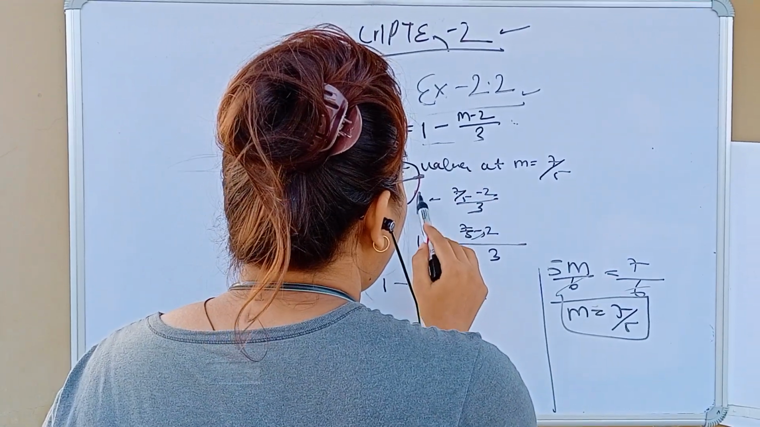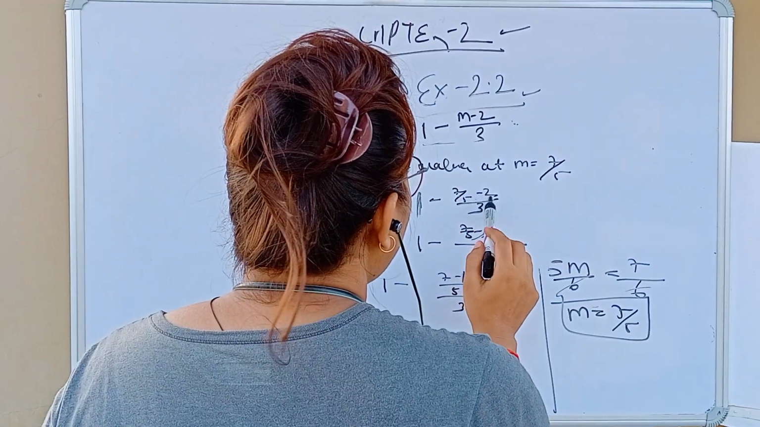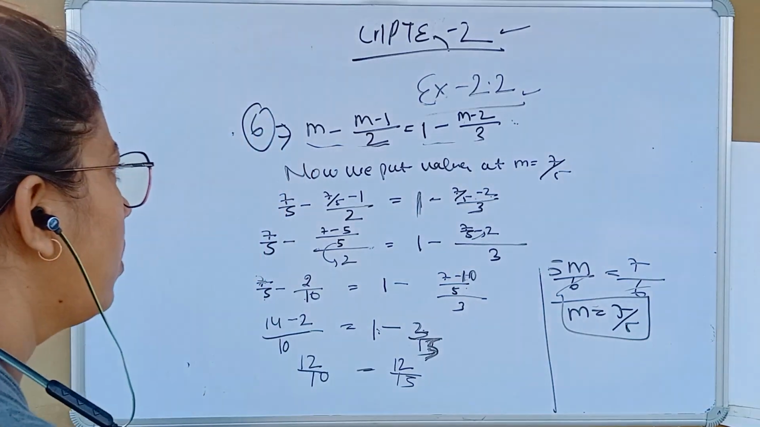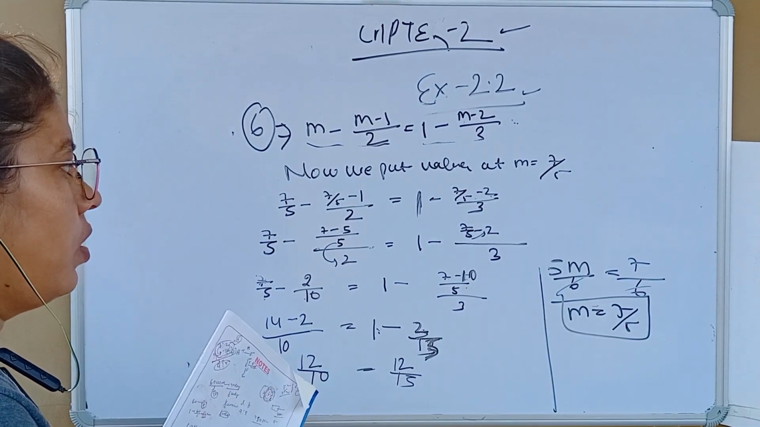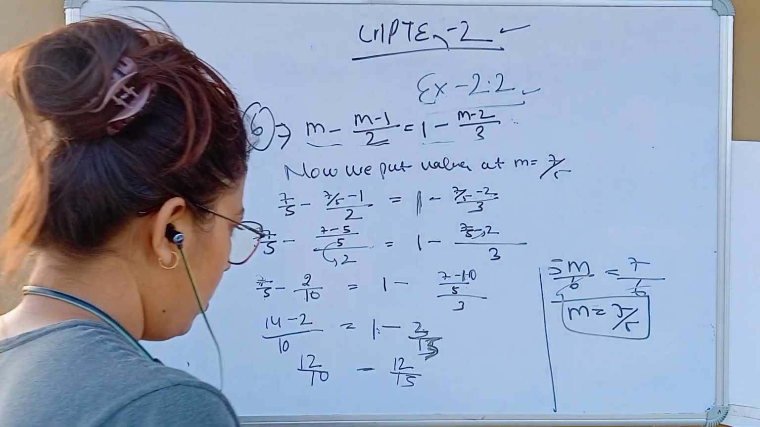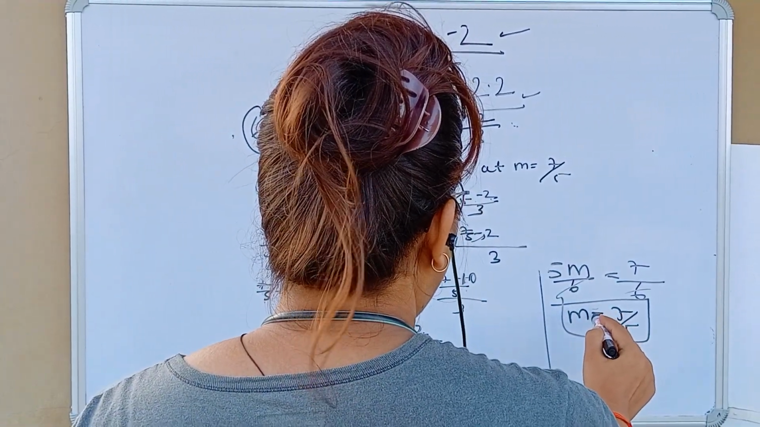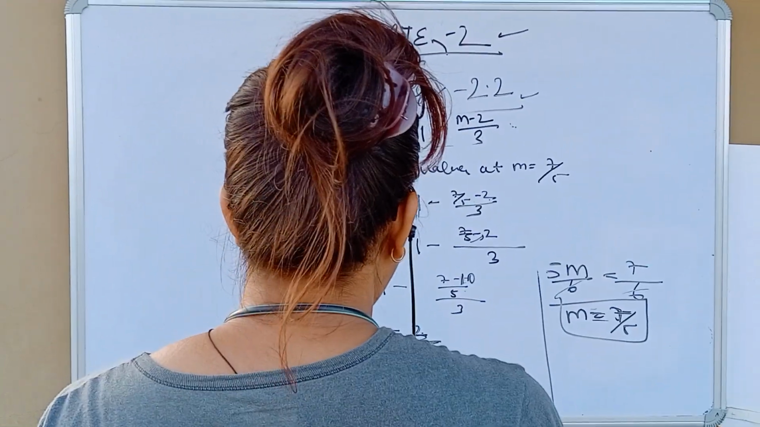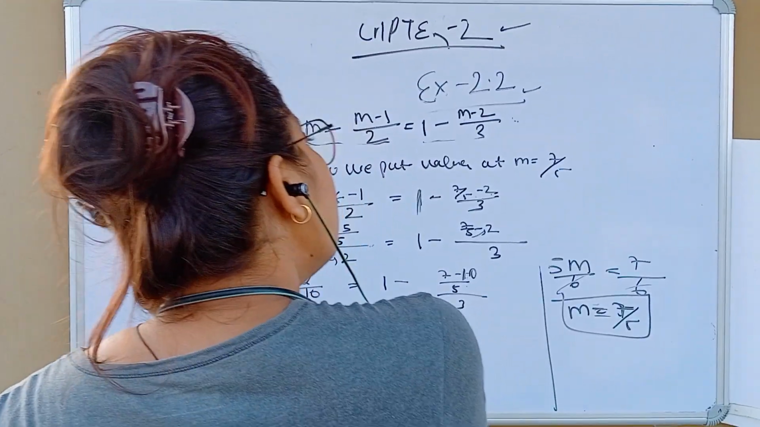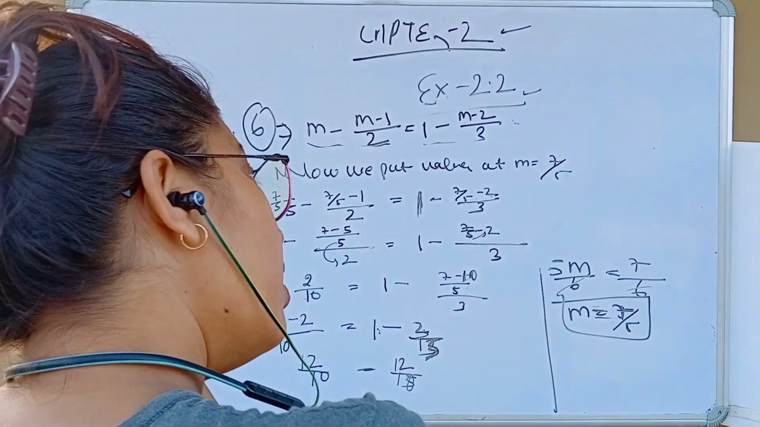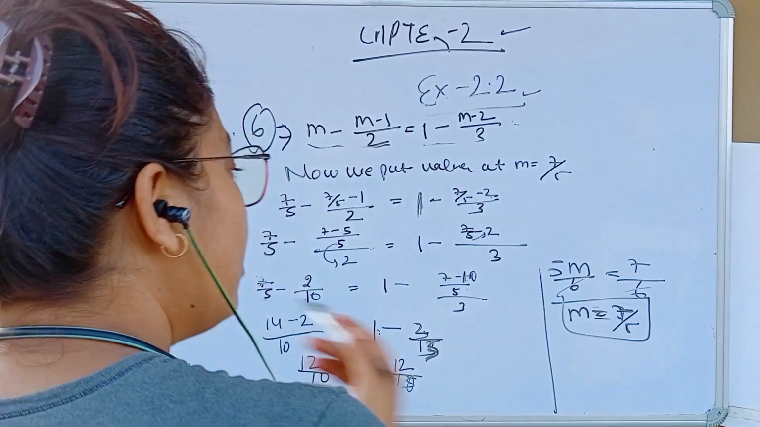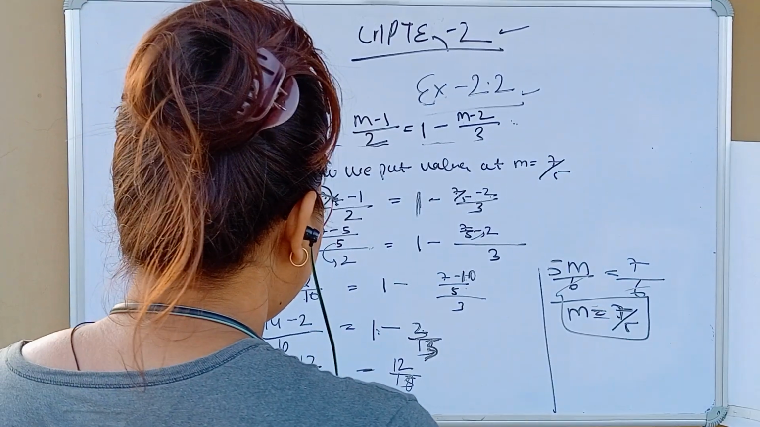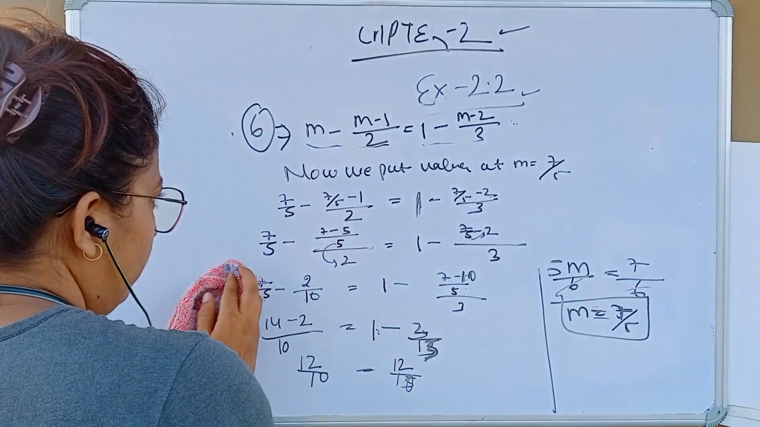So with m is equal to 7 by 5, the value of LHS is equal to RHS. Here there was some fault, and if you can see it, you will understand the fault. So if m is equal to 7 by 5, LHS is equal to RHS.